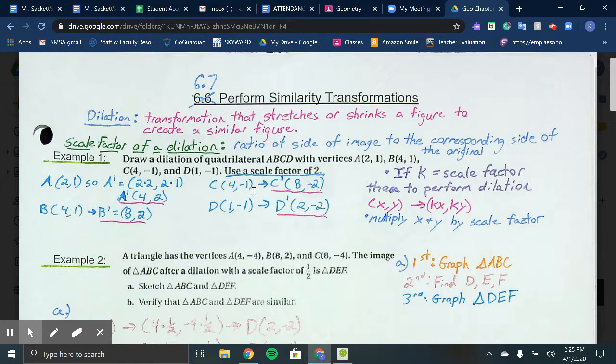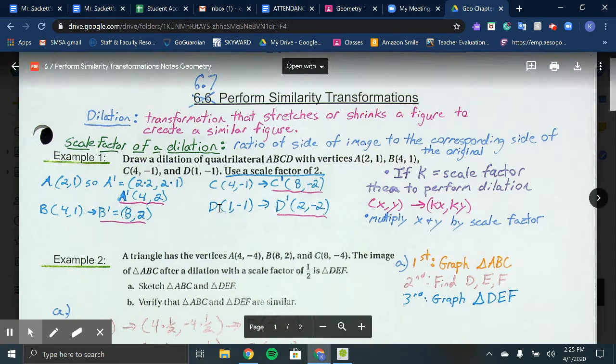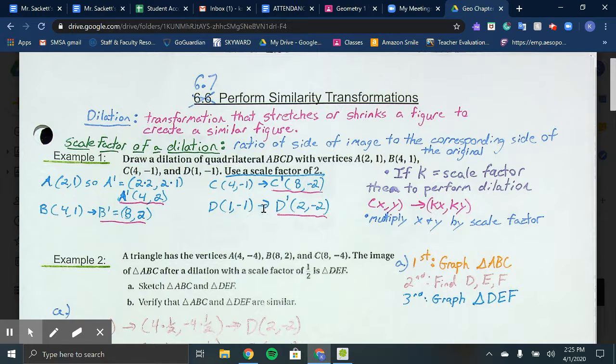C is (4, 1). Multiply each by 2. C prime is (8, 2). And then finally D is at (1, 1). Multiply each by 2, and you get (2, 2). So if you're given a scale factor and vertices, to find your new vertices and to draw the figure, you simply multiply your x and y coordinates by the scale factor.